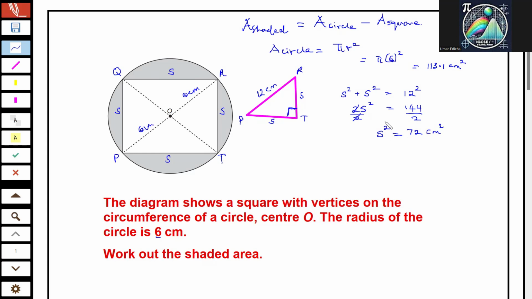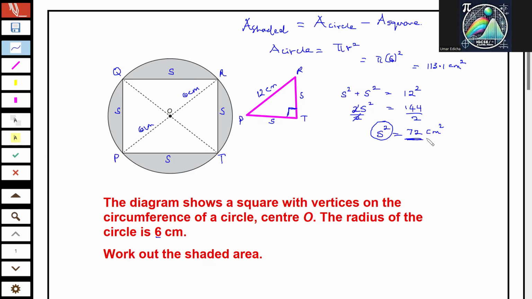Now, s squared simply means the area of the square. Going back to the diagram, the length of side is s. And of course, as a square, one of the properties of a square is that all the sides are equal. So the area of the square is given by s times s, and that's s squared. So if s squared is equal to 72, then we can accept 72 as the area of the square.